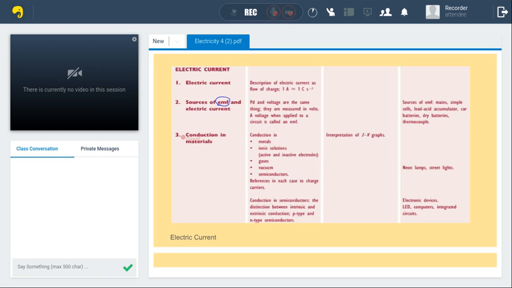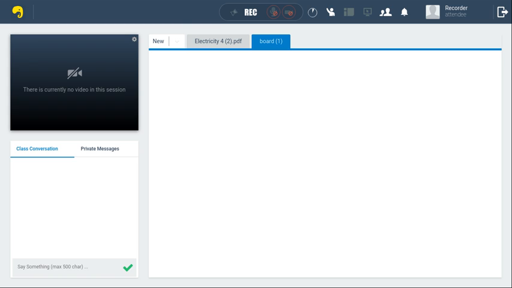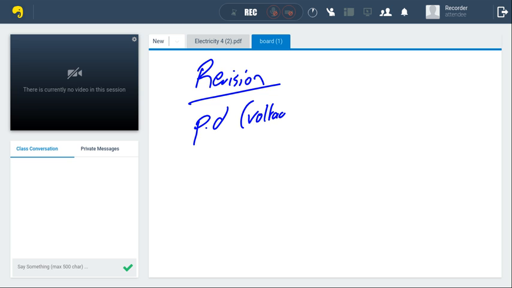Okay, as a brief recap on last week, whether you're watching this live or watching it back, it's very, very important to know a potential difference, also known as voltage. It was 2 weeks ago that we did it, but it is very important to know because, as I said at the start, this week we're looking at it in terms of applying it to a circuit.